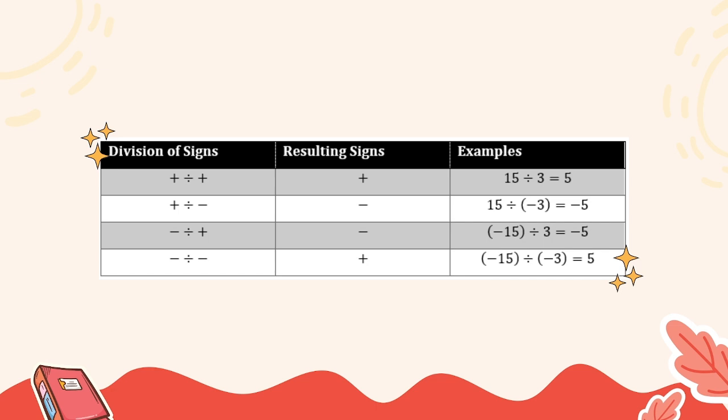Division of sign, negative divided by positive, resulting sign negative. For example, negative 15 divided by positive 3 equals negative 5. Division of sign, negative divided by negative, result sign positive. For example, negative 15 divided by negative 3 equals positive 5.